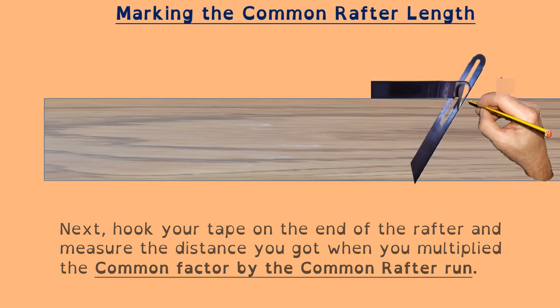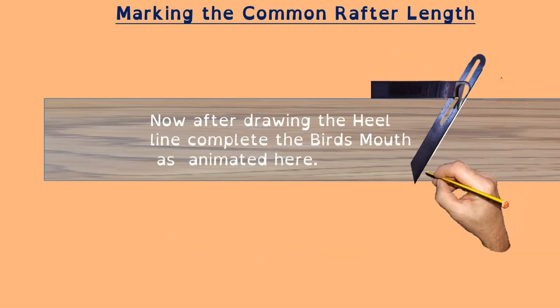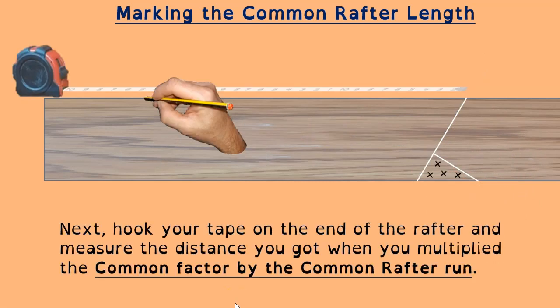That's where I work from. And I have my distance marked there now. So now I'm going to draw the same as the plumb cut on top, the same angle down here for the heel line. So basically, if we take the tail run, which is measured horizontally from the back of the bird's mouth out to the fascia, and multiply that by the common rafter factor, we will get the length of our tail, which is animated here now.